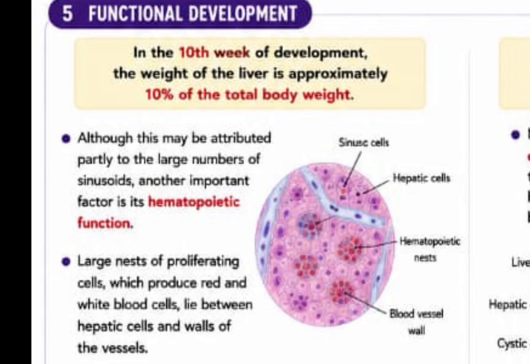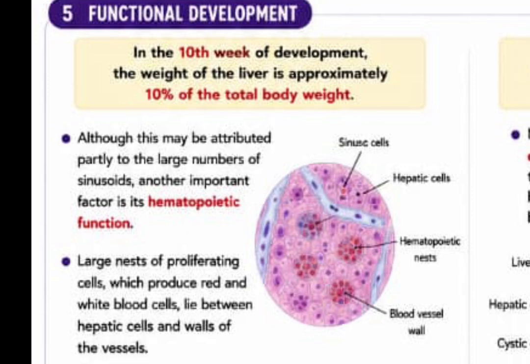So the next one is the functional development of the liver. Initially in the 10th week, the liver takes 10% of the total body weight. Why? Because of majorly the hematopoietic cells. Remember, I told you that the liver cord differentiates into Kupffer cells, hematopoietic cells, and connective tissue cells. Due to the proliferation of cells in the liver cord, it gives the size about 10% of the total body weight.